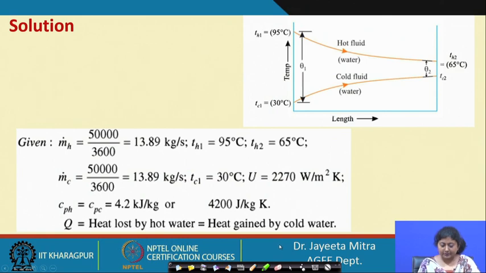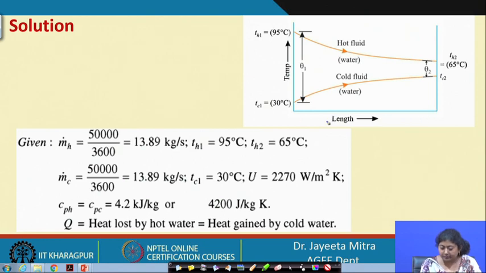So, first we will see what is the configuration. The configuration is both streams are parallel. So, we have drawn the temperature profile along the length, or along the surface area also you can say, this will be the same. So, temperature of the hot fluid inlet was 95 and it is reducing to TH2 that is 65, and inlet temperature of the cold one is 30 degree, and we do not know what will be the TC2 that we need to find.